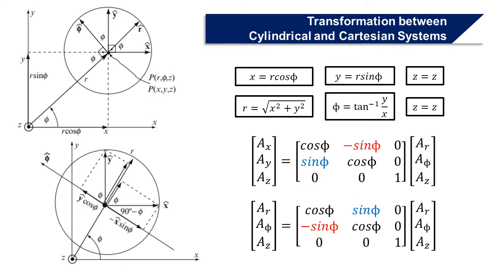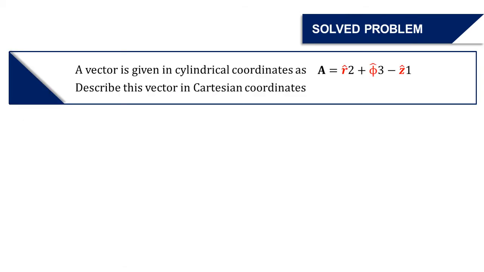Kung baliktad naman, ang hinahanap natin ay cylindrical, di ba? Kailangan natin a sub r, a sub phi, and a sub z. Binabaliktad lang natin yung sign functions. Okay? So yung blue kanina na nasa second row, first column, aakyat na yan dun sa first row and first column. So yun yung formula, no? Try natin mag-solve ng mga examples using those formulas na nabanggit.